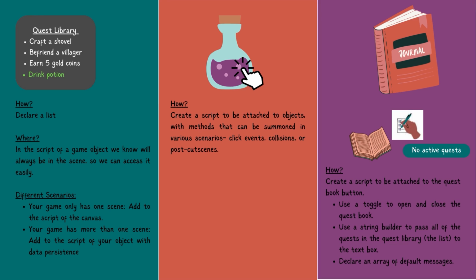Now onto the final part of our strategy, displaying the quests in the quest book. For this, we'll create a script attached to the quest book button. We'll use a toggle to open and close the book with the same button, and a string builder to concatenate quest strings. We can also use an array for a set unchangeable number of default messages that will be randomly chosen as the default message when there are no active quests.